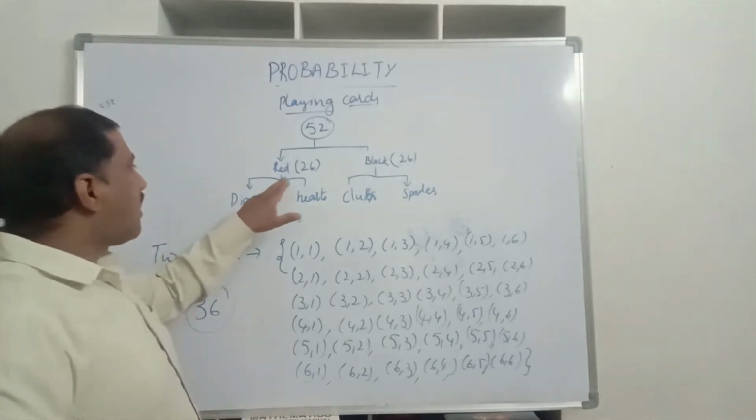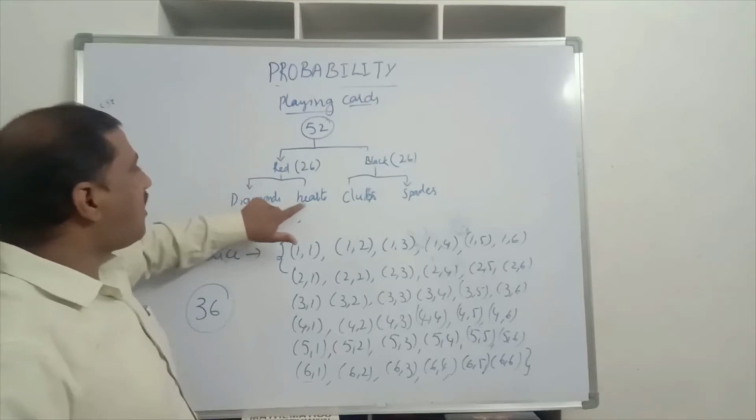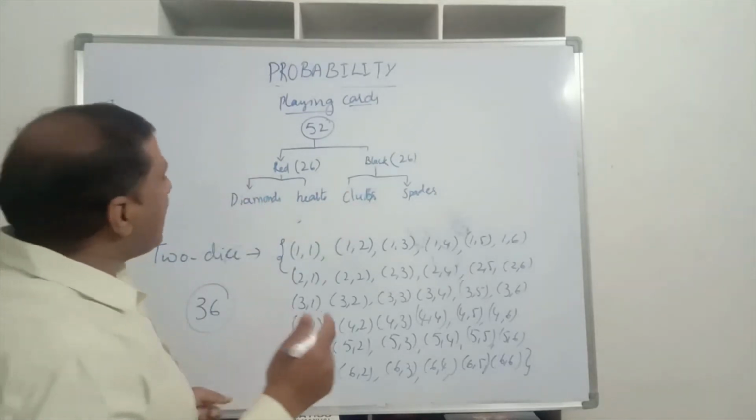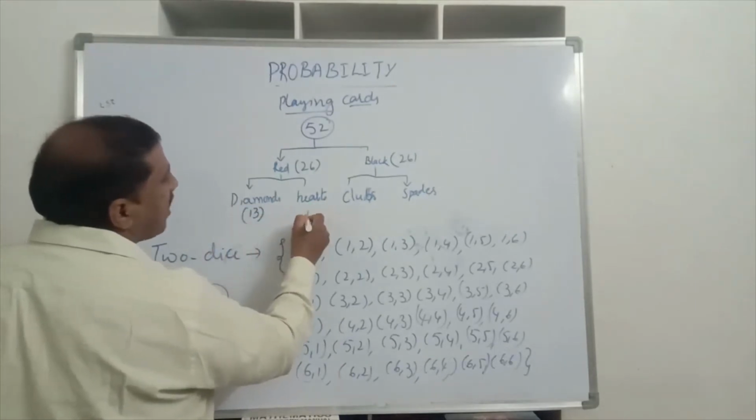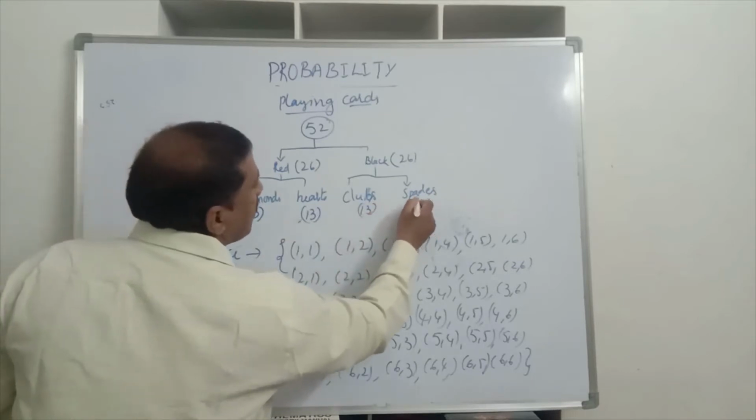Two are red color and two are black color. Red color cards are diamonds and hearts. Clubs and spades are black in color. In diamonds we have 13 cards, in hearts 13, in clubs 13, and in spades also 13.